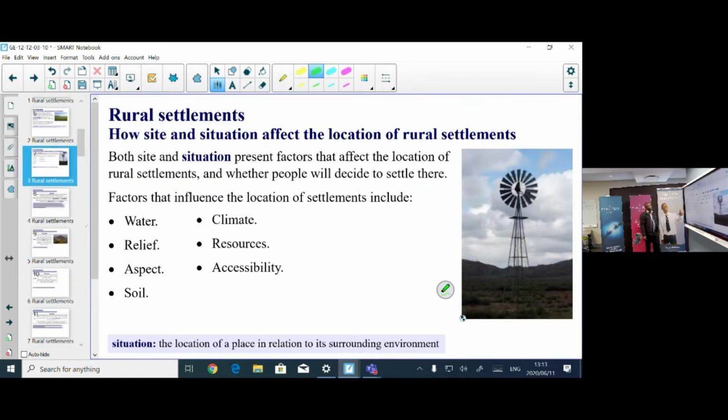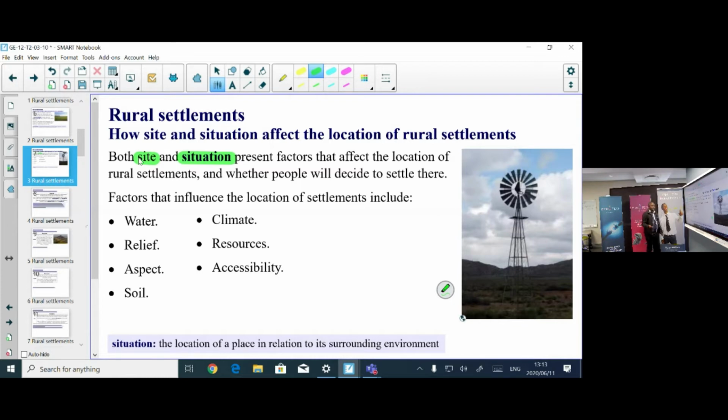Next slide. Rural settlements: how site and situation affect the location of rural settlements. Both site and situation, so these aspects are equally important. Both present factors that affect the location of rural settlements and whether people would decide to settle there. So these are factors that influence the location of settlements.